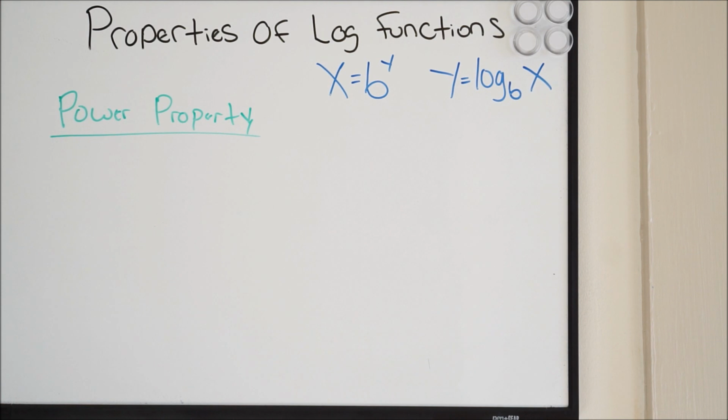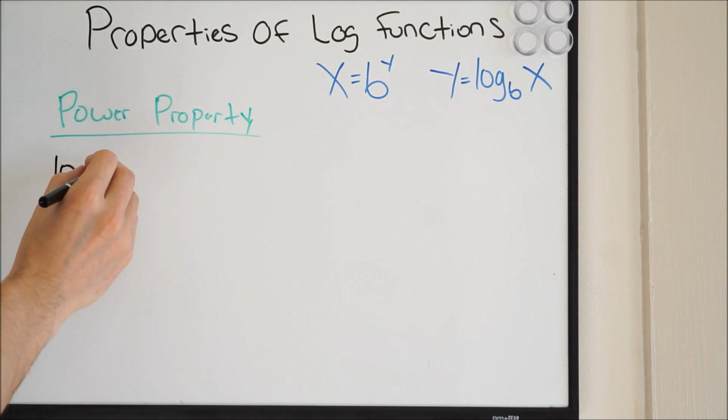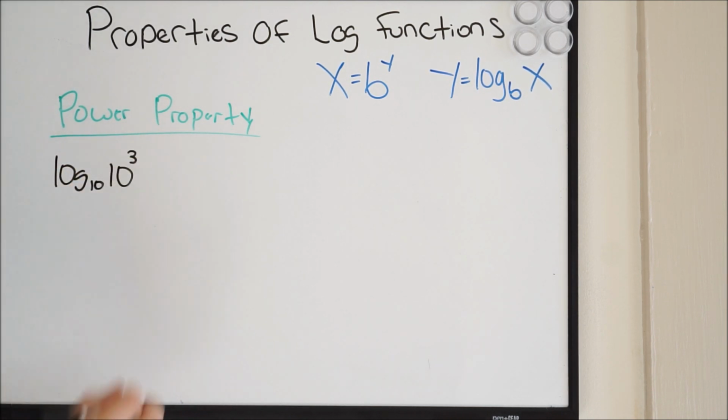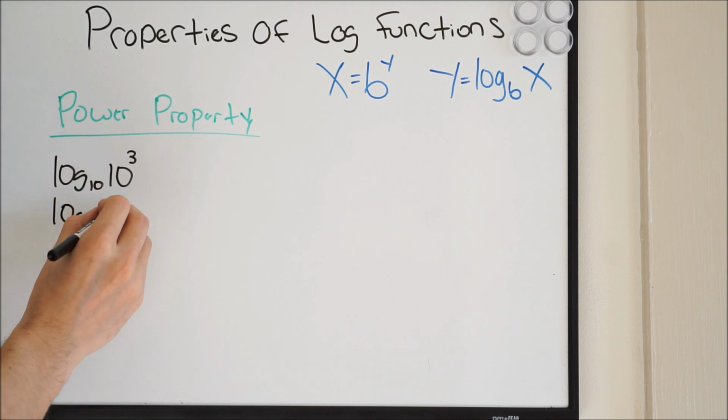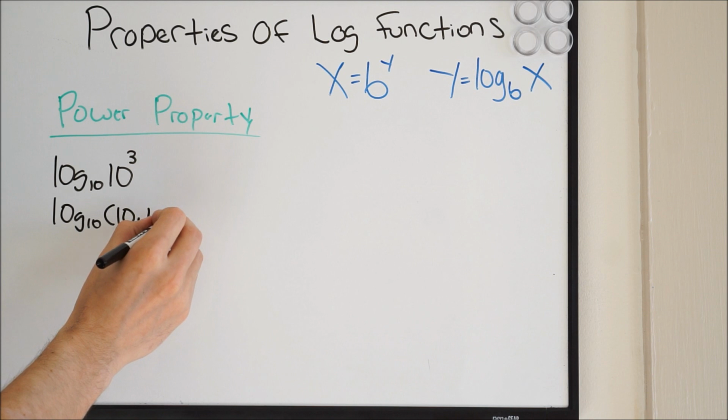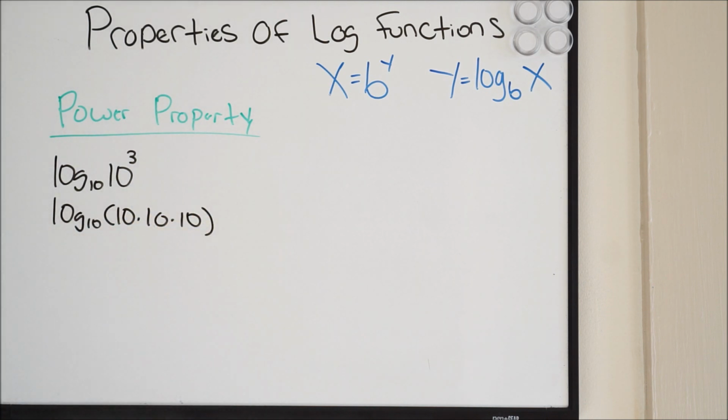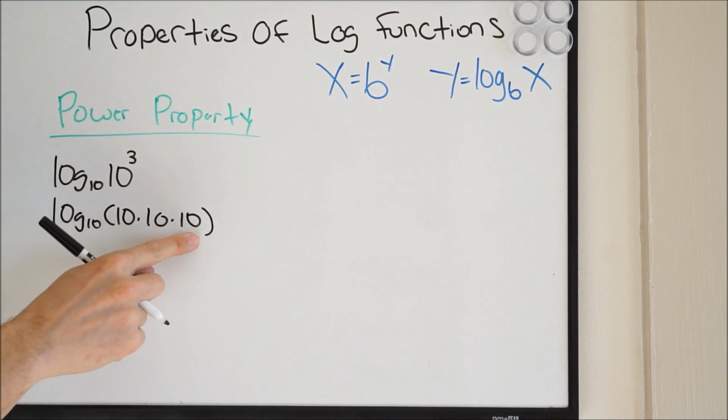Okay, and let's go ahead and do an example here. So if we have log, let's say base 10, of 10 to the third power. Okay, well, we need to think about how we can rewrite this. So I have 10 three times here, so essentially what this is saying is log base 10 of 10 times 10 times 10.